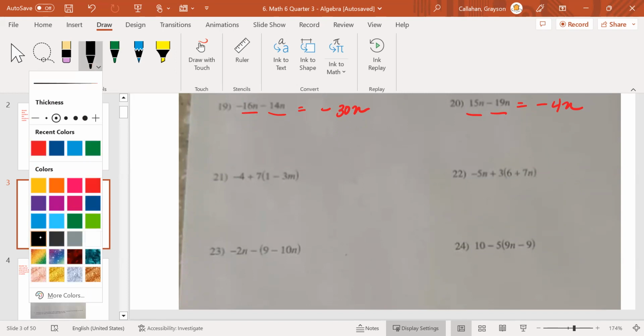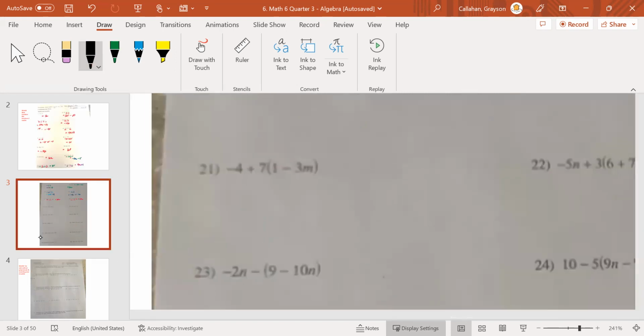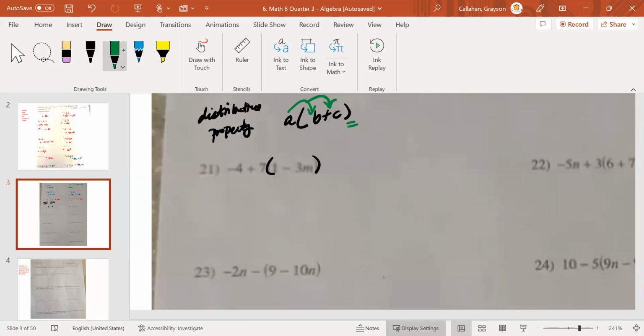So look up, buddy. This one's a little bit more complicated because you see the set of parentheses right here. Do you remember the thing called the distributive property? If you have A and you have B plus C, what you do is you take the A, multiply into the parentheses, so it's A times B plus A times C. Do you remember that? So with this, we're going to do exactly the same thing.